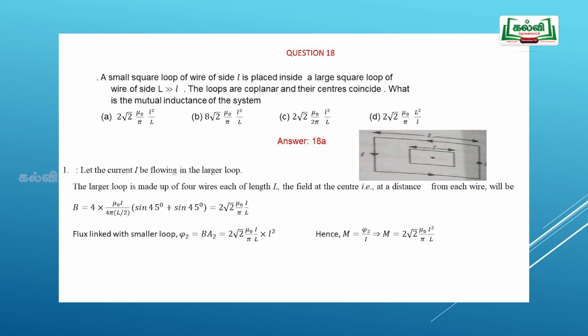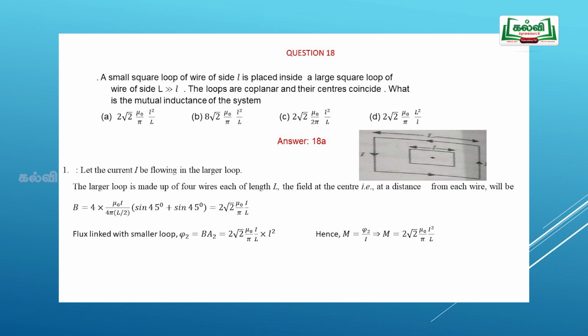So, what is the magnetic field at the center? Where is the center now? The length is L, so what is the middle portion? It is L by 2. So from this part of the wire loop, this conductor, what is the length then? It is capital L by 2. So mu naught I by 4 pi, mu naught I by 4 pi L by 2, right?